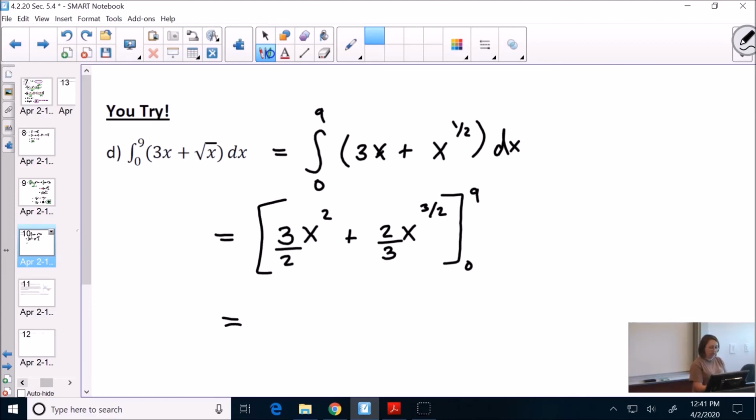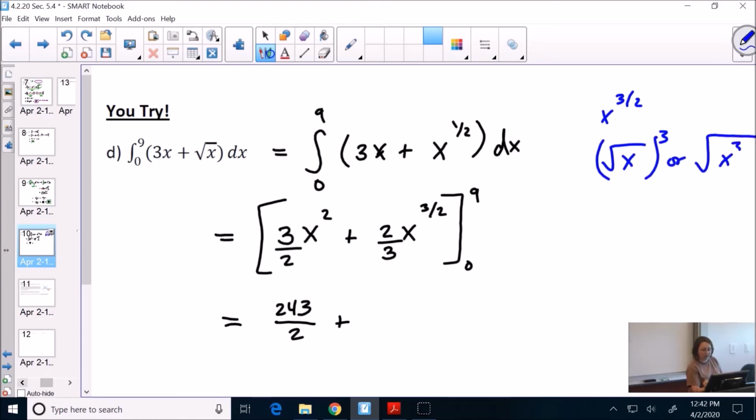We plug in 9, so 9 squared is 81 times 3, so 243 over 2. Plus 9 raised to 3/2. Alright, let's talk about that real quick. X to the 3/2 is really the square root of x to the 3rd, or the square root of x, to the 3rd. Usually we want to take the root first before we do the power. We'll make the number smaller before we go bigger. So in our case, this is the square root of 9, which we can find, raised to the 3rd power. Or 3 to the 3rd, which is 27.